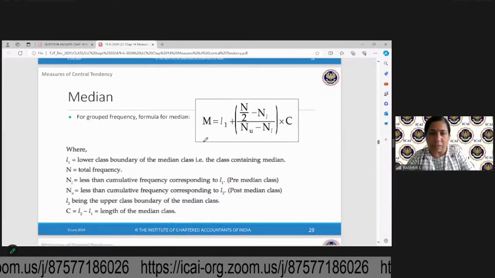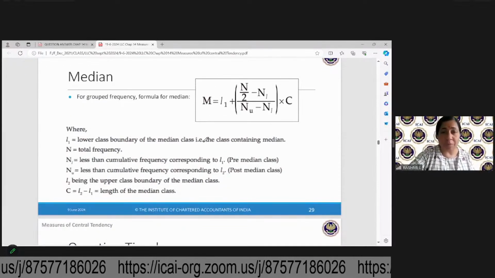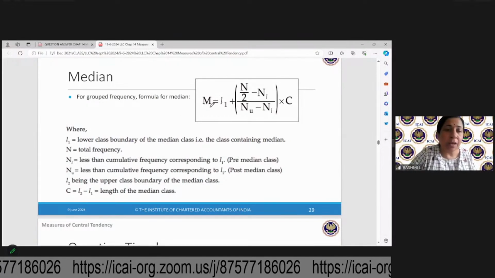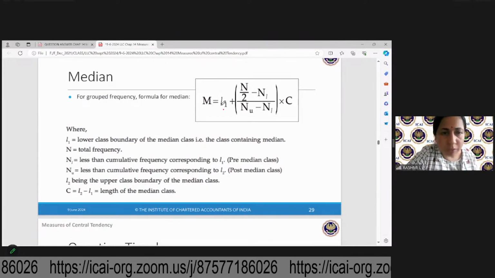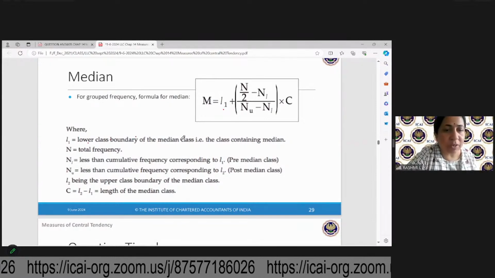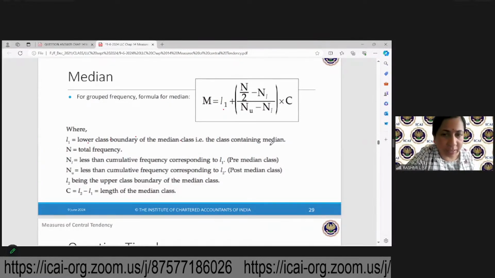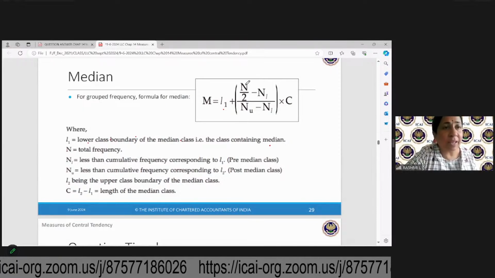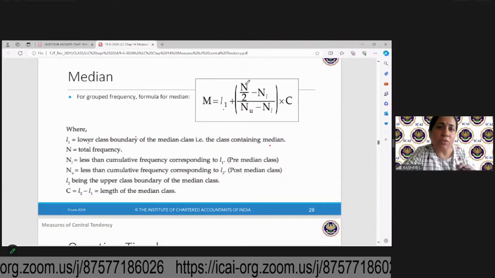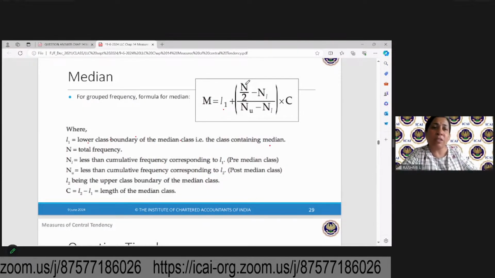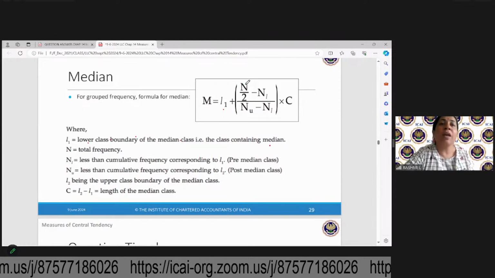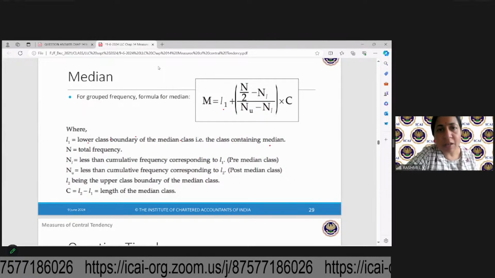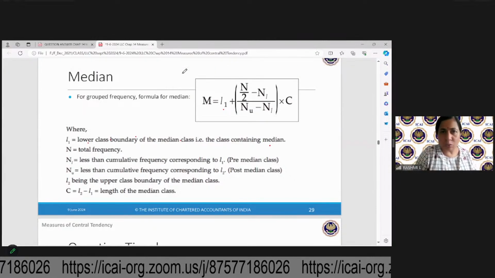Now for a group frequency, this is the formula that we use very commonly. Now M is equal to L1. What is L1? It is the lower class boundary of the median class, that is, the class containing the median. Plus n by 2, whatever is n, the total frequency, you divide it by 2. Why do I divide by 2? Because in the median, I need to be in the middle. When I'm talking of quartiles, I will divide it by 4. But in case of median, what does median do? It divides the data into two equal parts.